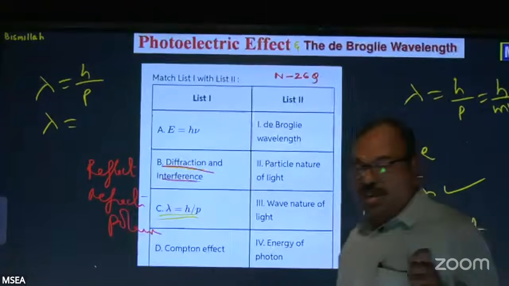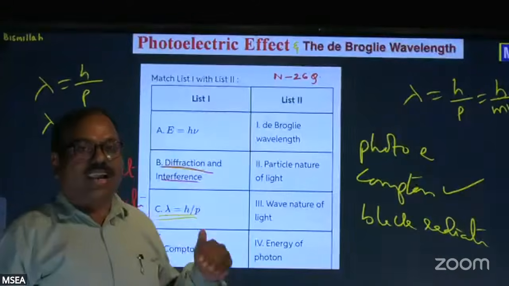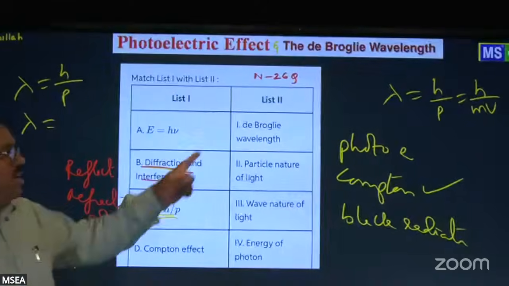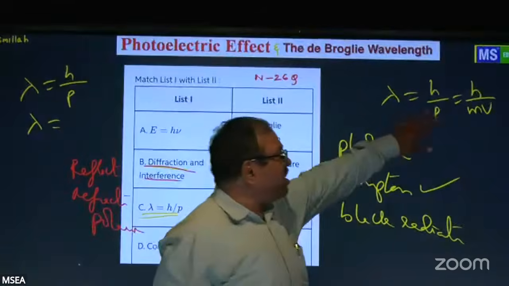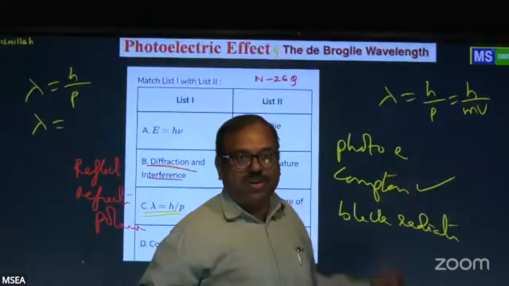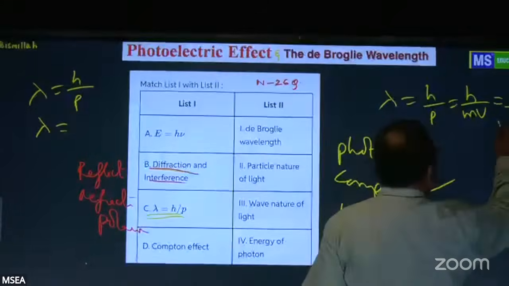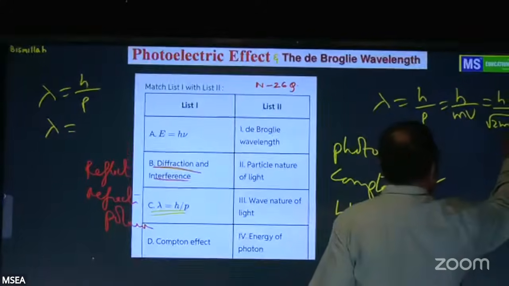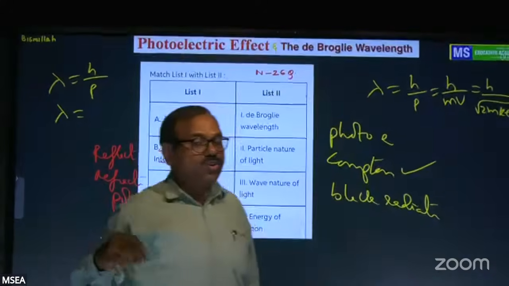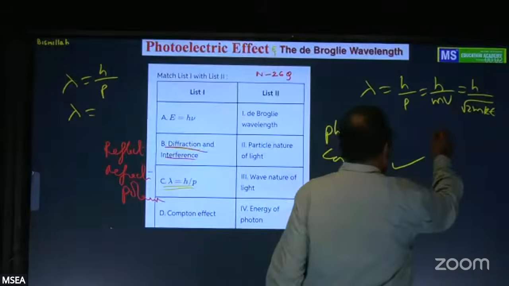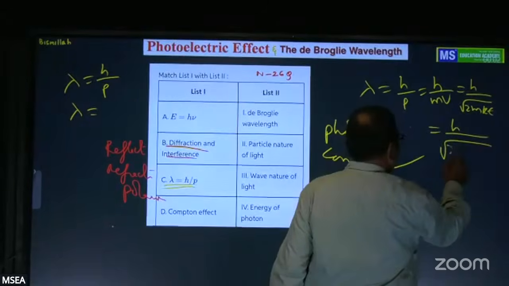De Broglie said that whenever a particle is in motion, it is associated with a wavelength, lambda is equal to h by p, and this was already asked. What more do we have to remember? That is the most important. Lambda is equal to h by mv, and we can also write it as h by root of 2m KE, or h by root of 2mE also. These things you have to remember, and also root of 2m.